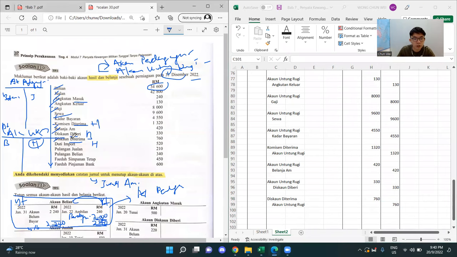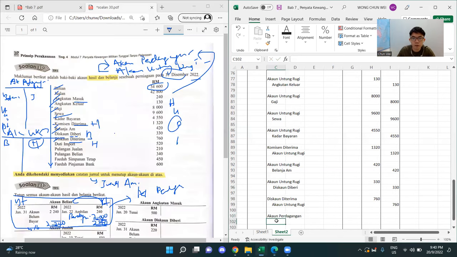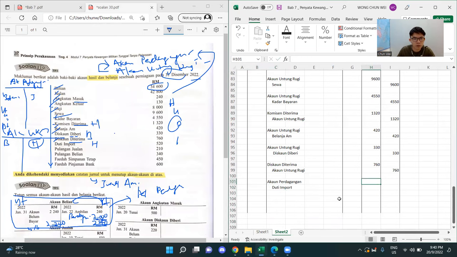Okay, lepas tu. Now, is it duty import? Duty import, does it sound familiar to you? The duty import is one of the RD. The D here, duty import. So the RD belongs to where? Into the account perdagangan. Is here, right? RD on the debit side. Look at your format here. RD here. Duty import, the debit side. So you debit your account perdagangan. So after you debit your account perdagangan, you have to credit your duty import. So that is 520.